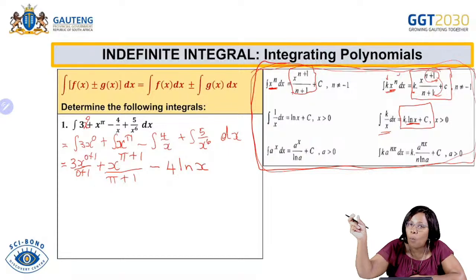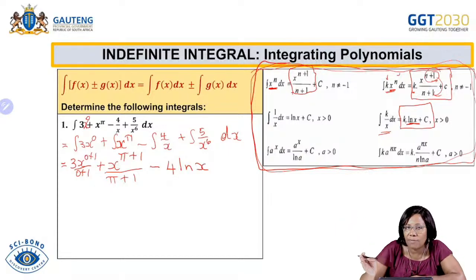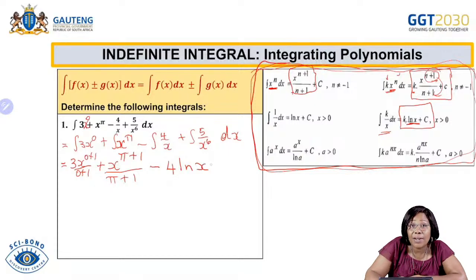We will only have 1 plus c. We can't write plus c for each and every term. We are going to have only 1 for the whole of this polynomial, right? And then now let's integrate the last one. We have integration of 5 over x to the power 6.